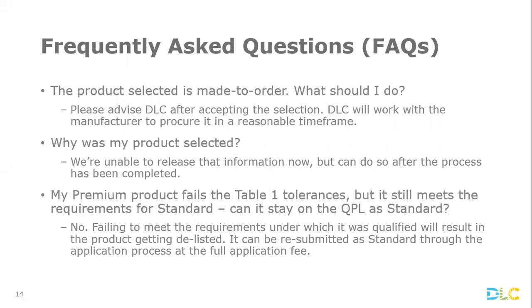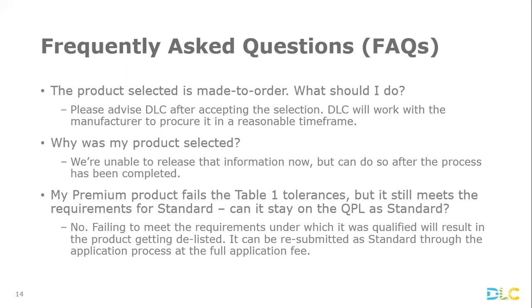The product selected is made to order. What should I do? So just let us know, and if you're not able to get it in a reasonable time frame, we will make a substitution. Why was my product selected? Again, I can tell you that after the process is complete.